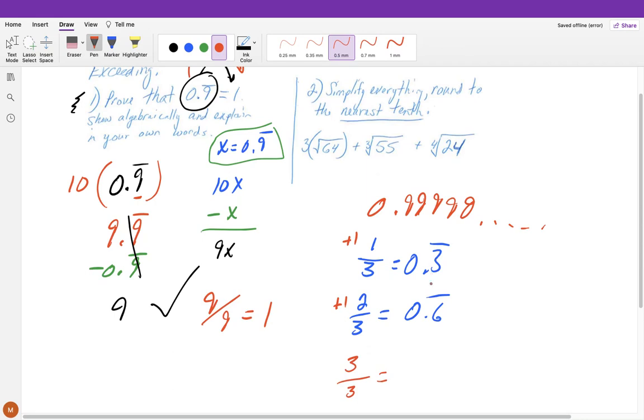And here we see it was going by 0.3 each time, so 0.9 repeating, which we know is equal to 1. So there's some ways I was hoping that you would try to explain why you thought this was true, as well as showing it algebraically.